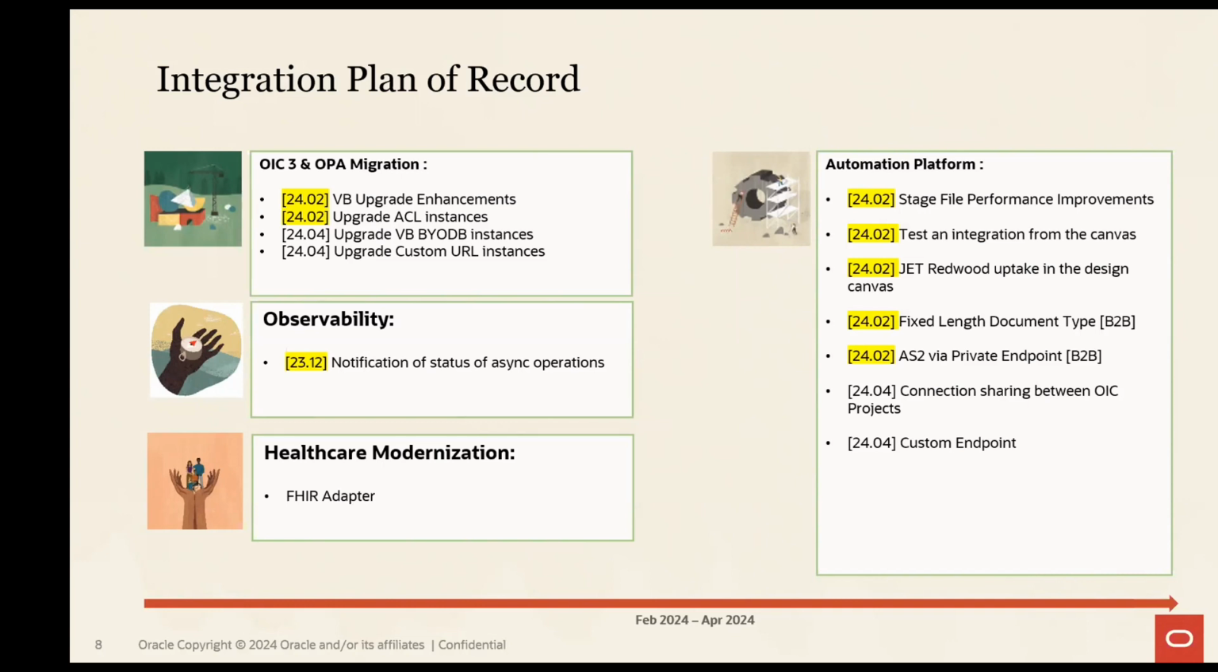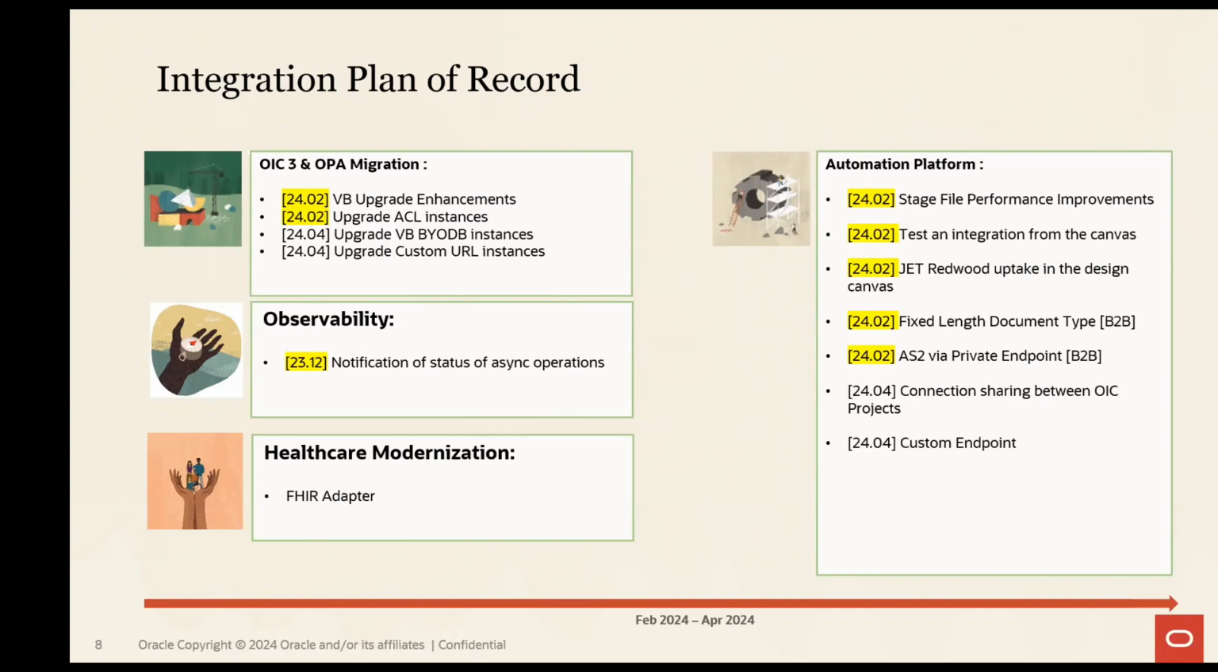So the ability within the integration itself, the integration canvas, to click on a test icon, and that does all of that work for you and allows you then to enter the payload, or it'll just show you the default payload that you've entered, maybe the sample JSON, and you can run your test there. And when you end the test, it's going to deactivate the integration and bring you back into edit mode, so to speak. So we also have the Jet Redwood uptake in the design canvas.